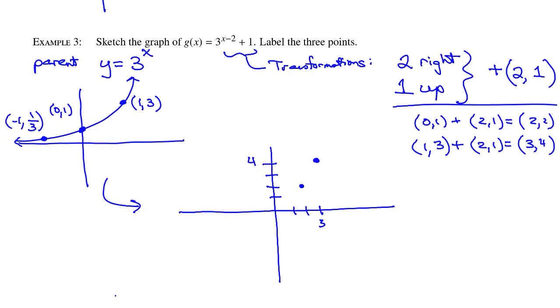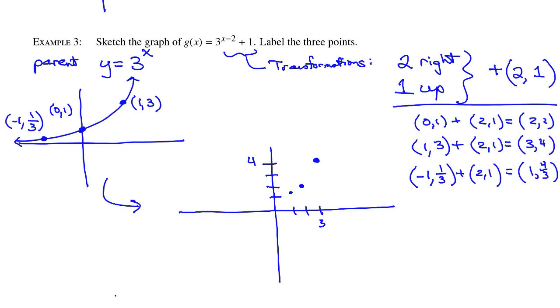That point there. Now this one, I avoided this one because it has a fraction, but it'll be okay. If I take the point (-1, 1/3), and I add (2, 1) to it, I end up with (1, 4/3). (1, 4/3) would be about right there.